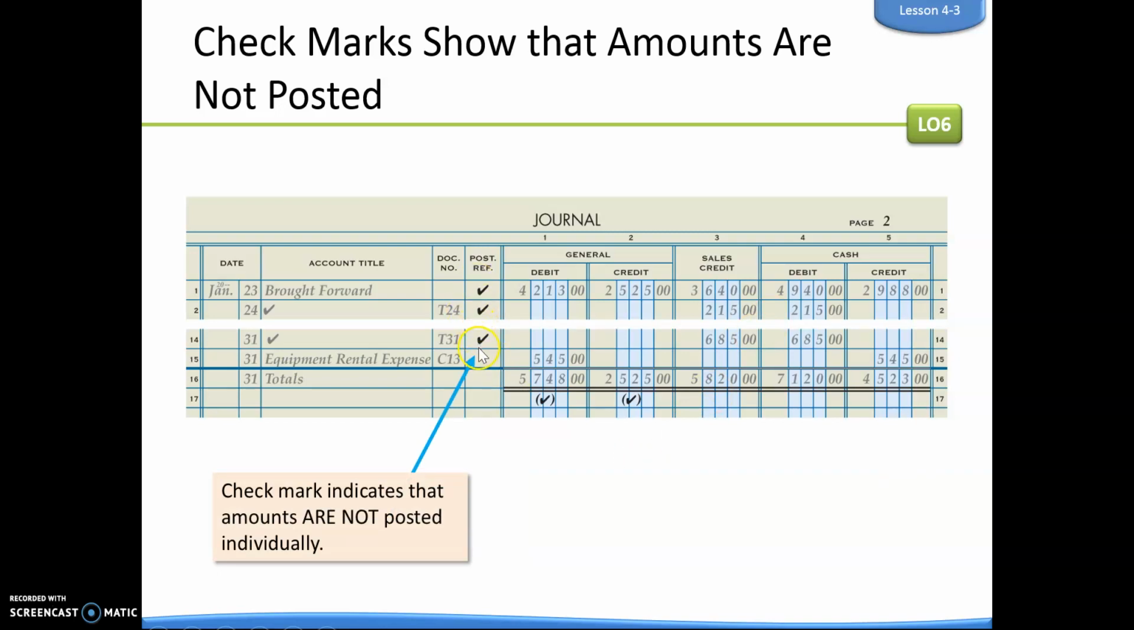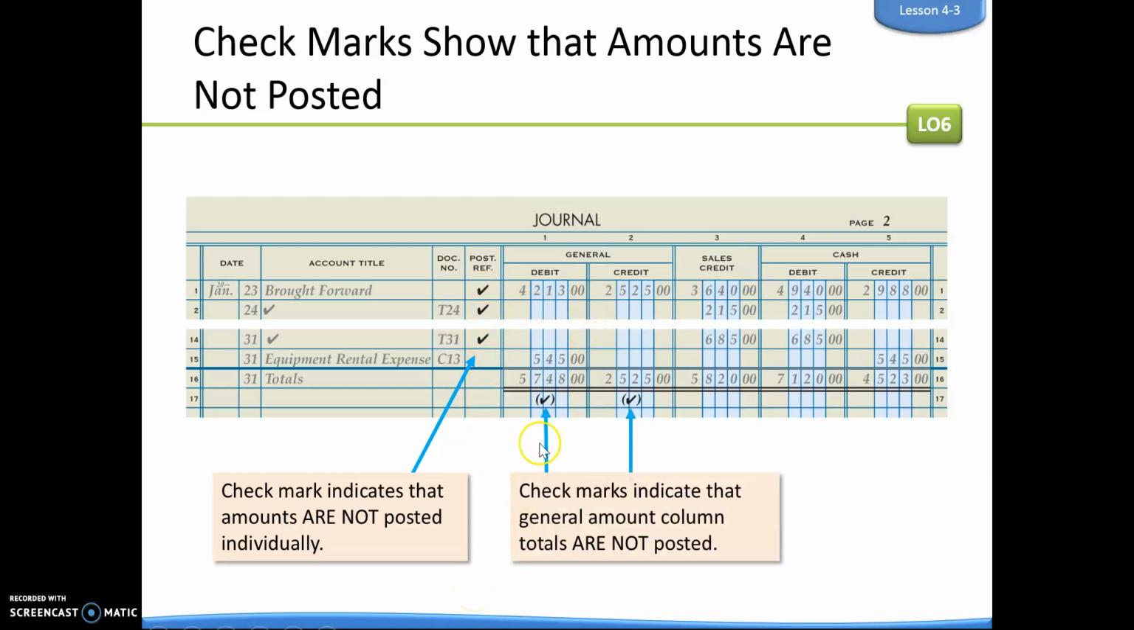So as I just indicated, check marks that are in our post reference column are just saying that we don't post those amounts individually. And you can see why that would be, we just explained. The other place where we place check marks is at the bottom of our general debit, general credit columns. We talked about proving and ruling our journal at the end of chapter 3. So you can see here that we have totaled our general debit, general credit, sales, and our cash columns.